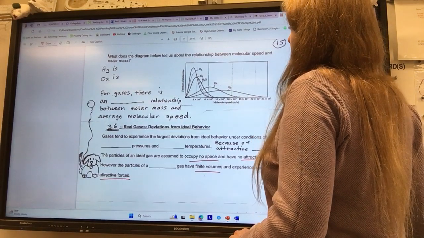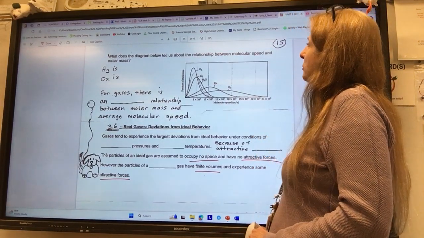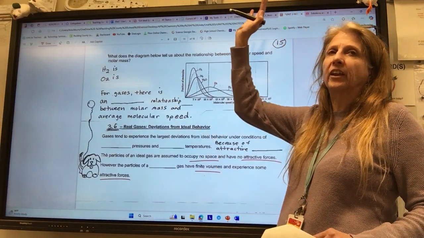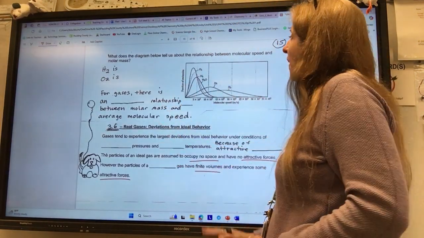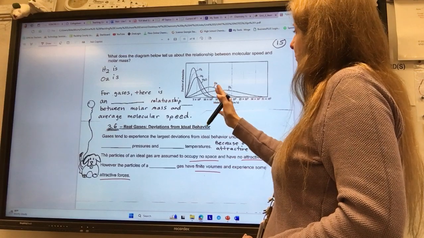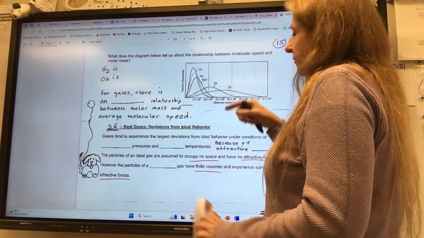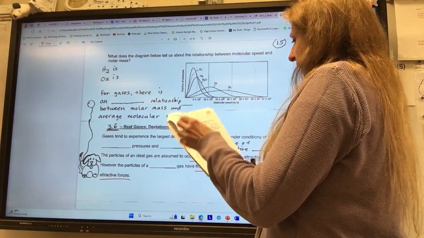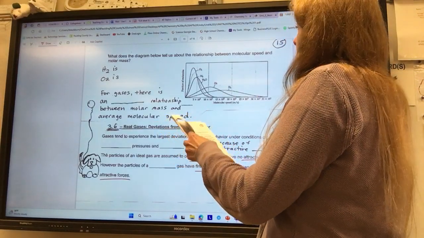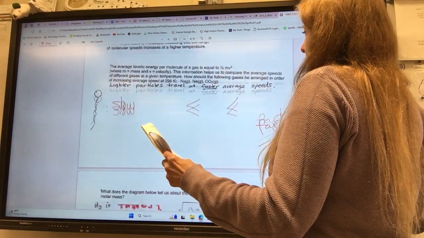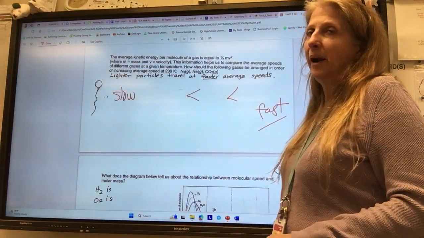What does the diagram below tell us about the relationship between molecular speed and molar mass? So in our first graph, it was all the same gas, just different temperatures. Now we have the same temperature, different speeds depending on the gas, okay? So we're looking at, oh, I skipped something. I skipped the bottom there, didn't I? Yep. All right. Back to the bottom of the page.